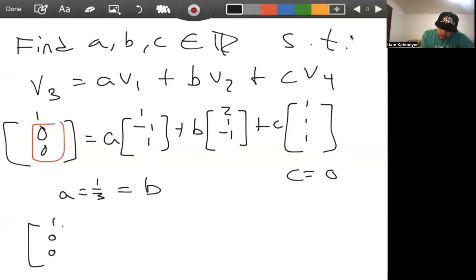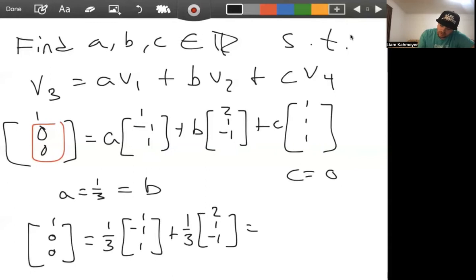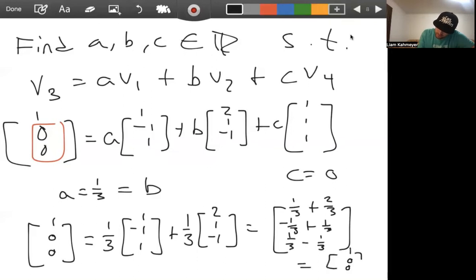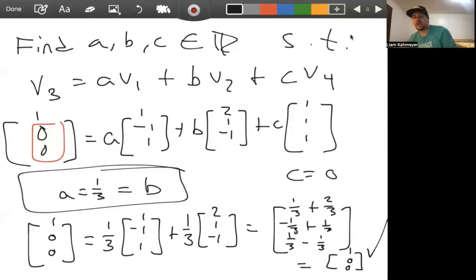So that means I should take A as 1/3, which is also B. Then 1, 0, 0 is 1/3 times 1, negative 1, 1 plus 1/3 times 2, 1, negative 1, which is 1/3 plus 2/3, then negative 1/3 plus 1/3, and then 1/3 minus 1/3, which is 1, 0, 0 as desired. So we found the scalars that make V3 a linear combination of V1, V2, and V4.